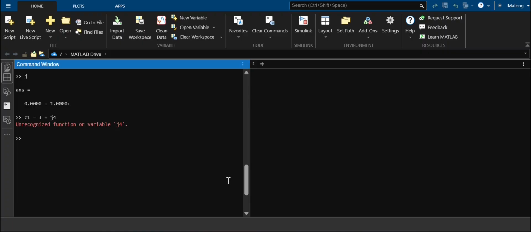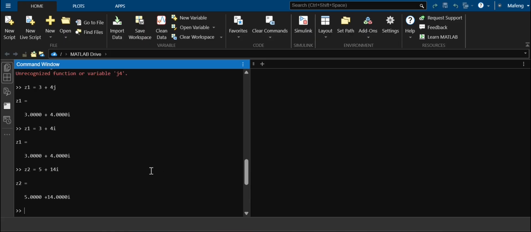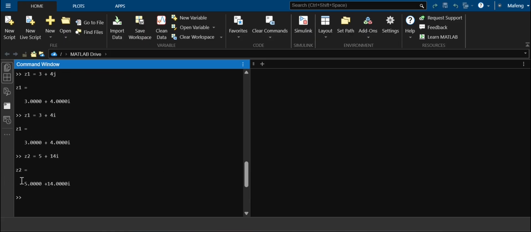Oops. No, you cannot write it like this. 3 plus 4j, or 4 times j. Yes, 4j. So you can also write it as 3 plus 4i. Yeah, so I or j, both of them are equivalent. Z2 is equal to 5 plus 14i. Right, so two complex numbers, 3 plus 4i and 5 plus 14i.